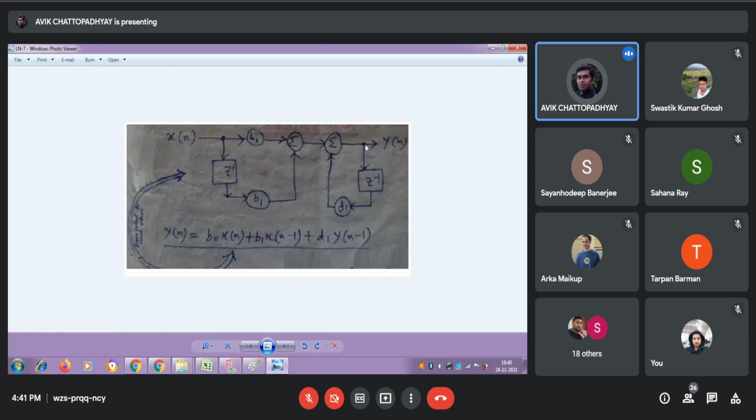Now the point is, here you are taking the output and feeding it back. Look at the direction of the arrow. Taking the output and feeding it back, so it's kind of feedback. In the feedback system, what do you want to learn? I think in the first semester, feedback. So this is a feedback system, where the output is being fed back to the system itself.